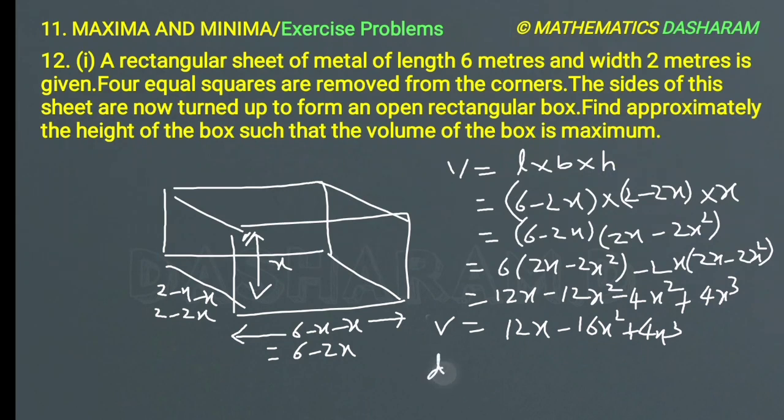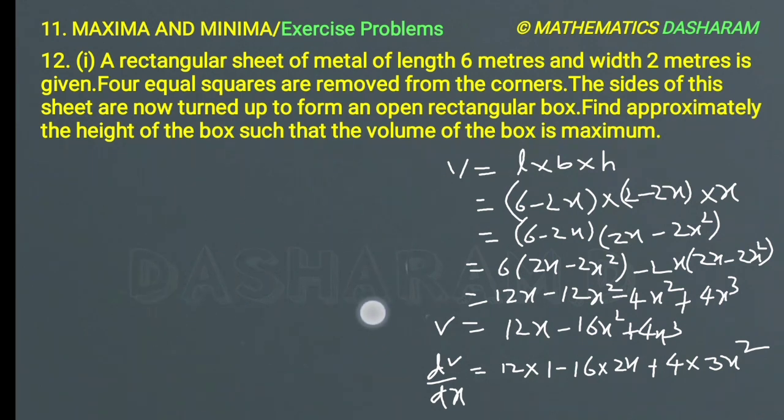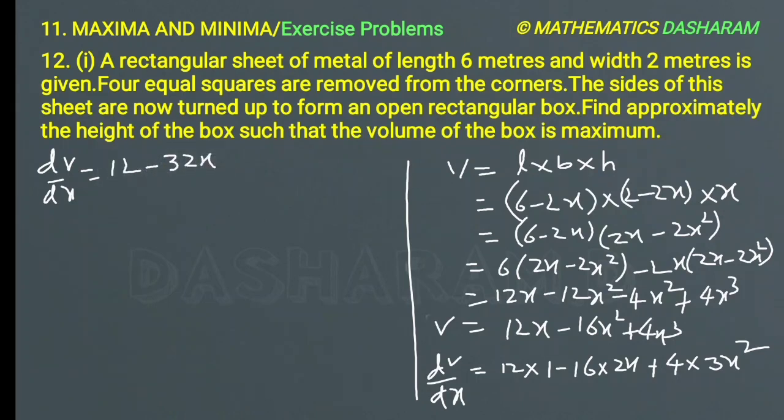So now let's find out the dV by dx. So 12 into 1, minus 16 into 2x, plus 4 into 3x square. So dV by dx is equal to 12 minus 32x plus 12x square.